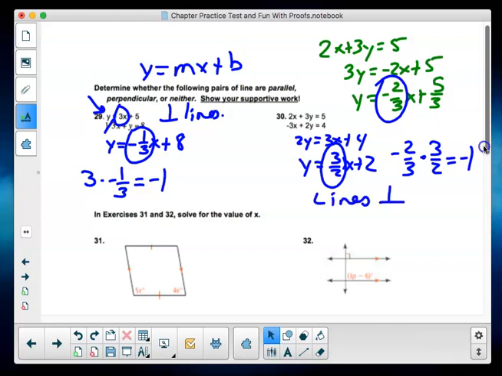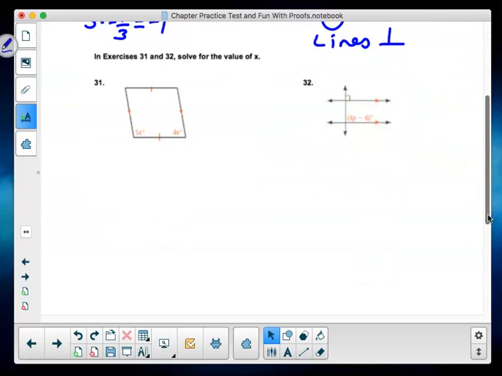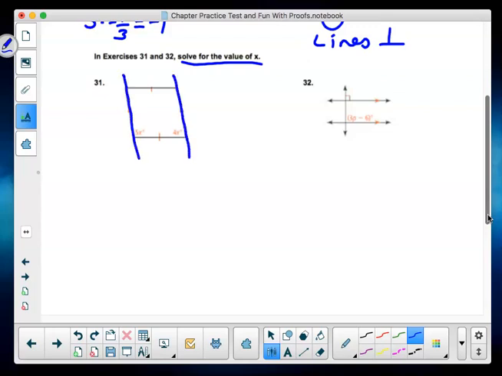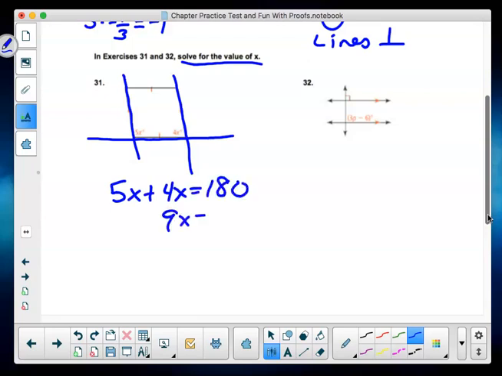My last 2 problems here. Solve for the value of x. Pay attention to markings you have in the picture. These are parallel. Okay, this conceivably could be the transversal. I have 2 same-side interior angles, and same-side interiors are supplementary. So I got 9x equals 180, and x is equal to 20. So this is 100, and this is 80, and we're checked.